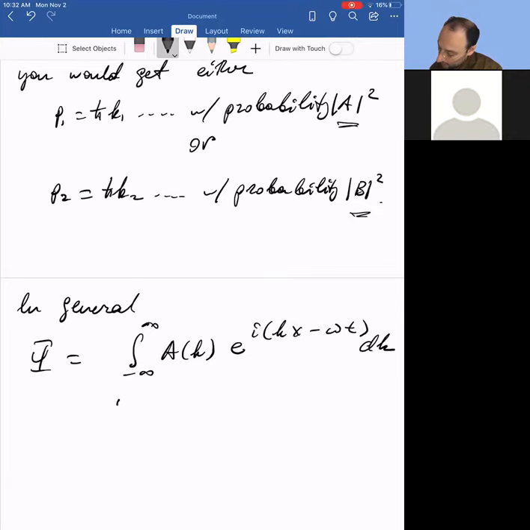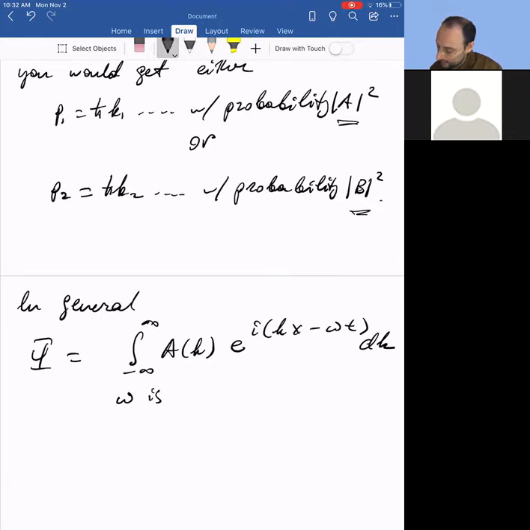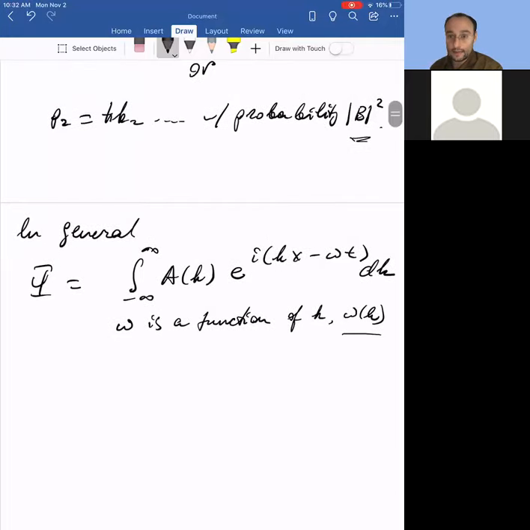dk. And remember, omega is a function of k, omega of k. This is called the dispersion relation. For a free particle, omega is proportional to k squared. But in other situations, when it's interacting with something by means of potential energy, omega and k are related in some other way. But in general, this is this.